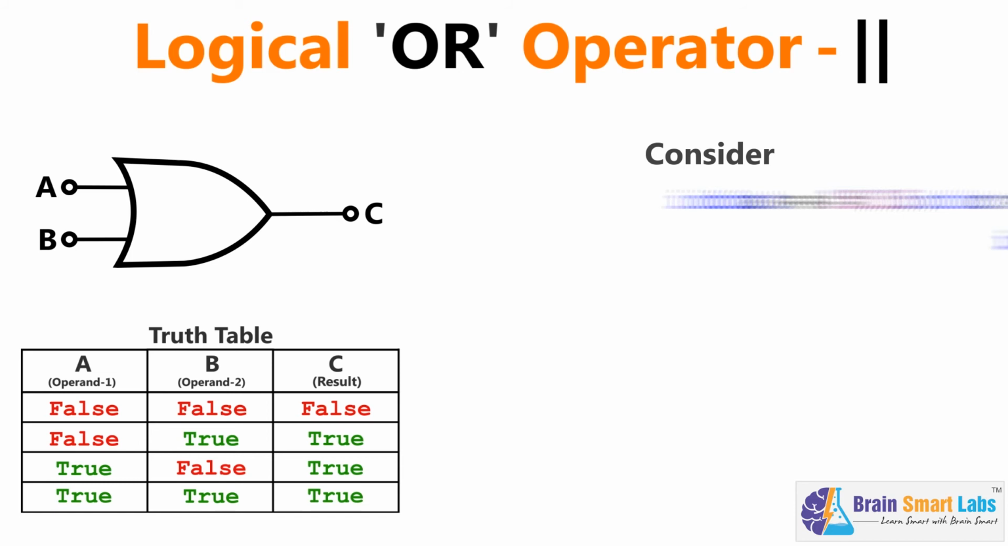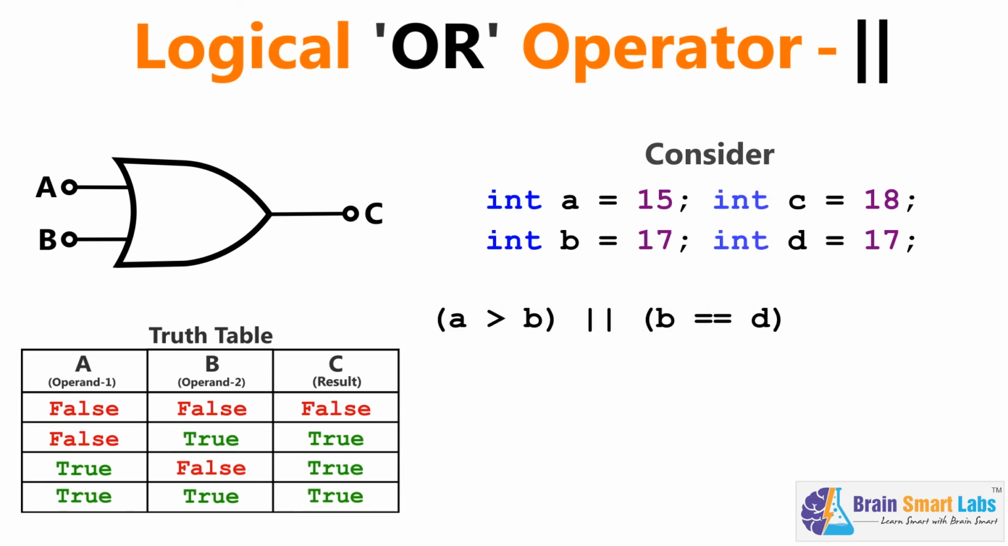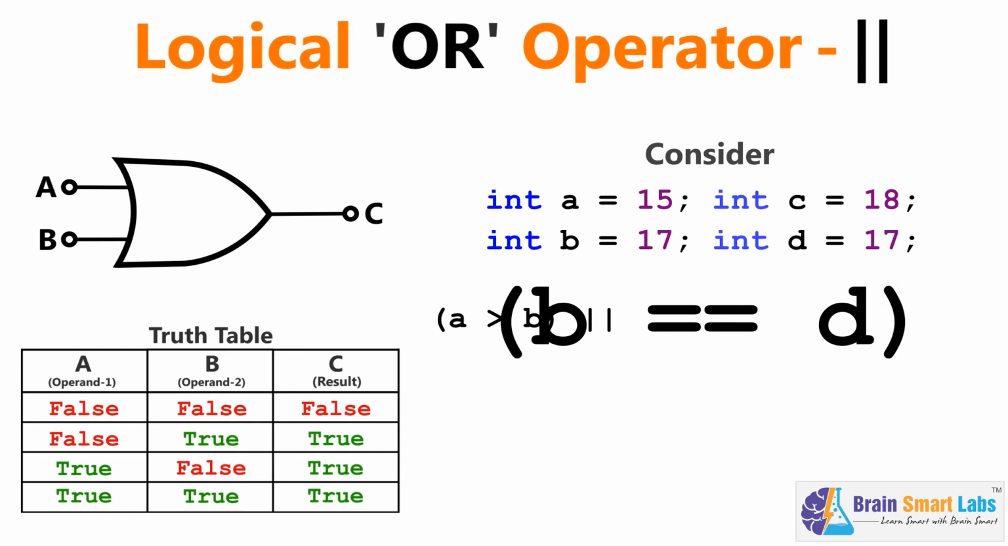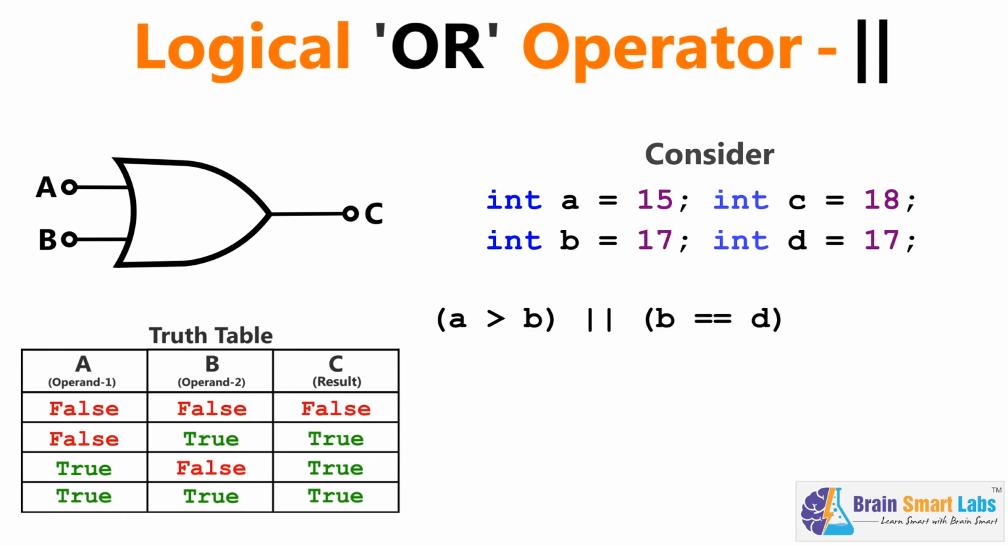Now consider the above declarations. In the below seen logical OR gate expression, the first operand a > b relates to false, whereas the second operand b == d relates to true. As one of the operands is true as defined in the truth table, the result of this logical OR expression is true. Now let us take one more expression for example.